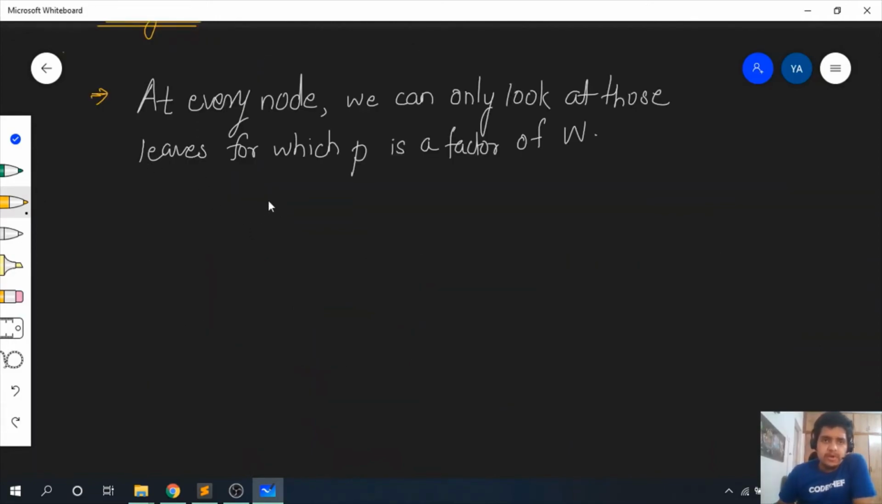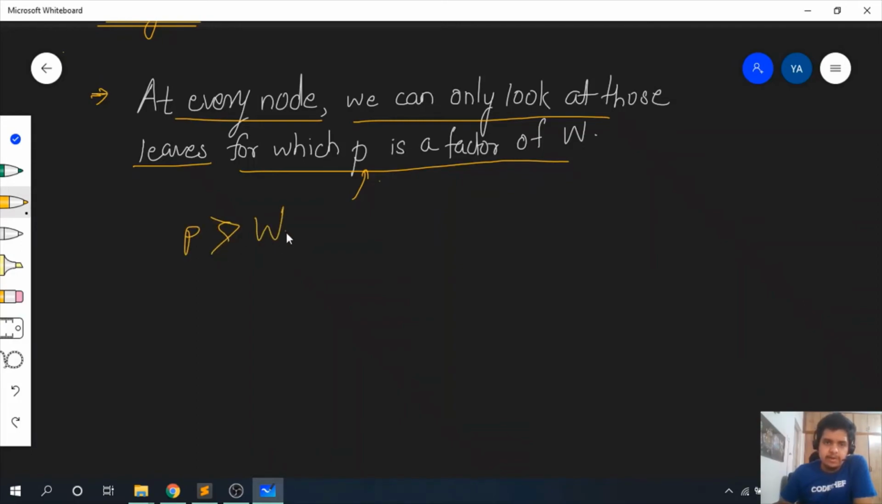Moving forward, what we can see is that at every node, we can only look at those leaves for which P is a factor of W. And we saw what P was: it was a product from the leaf going upwards, and we break when the product is greater than W max, right?